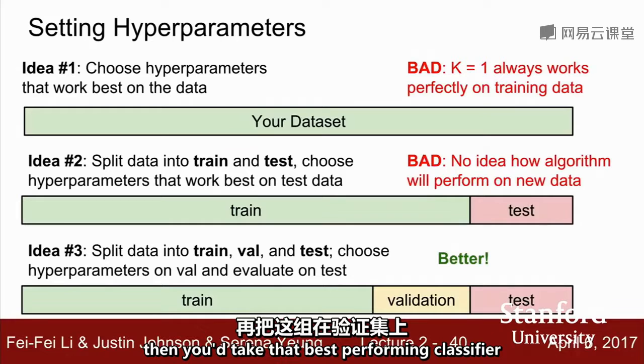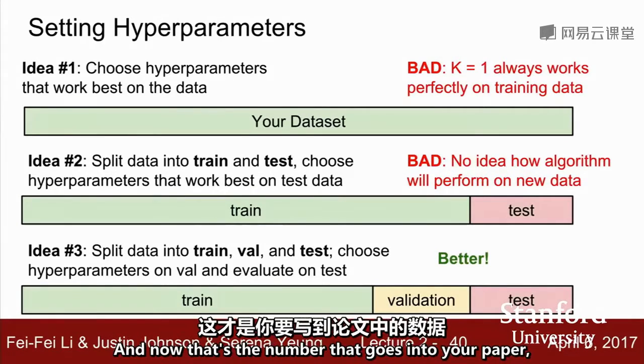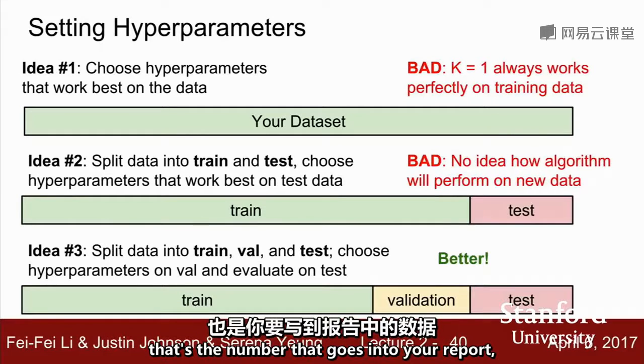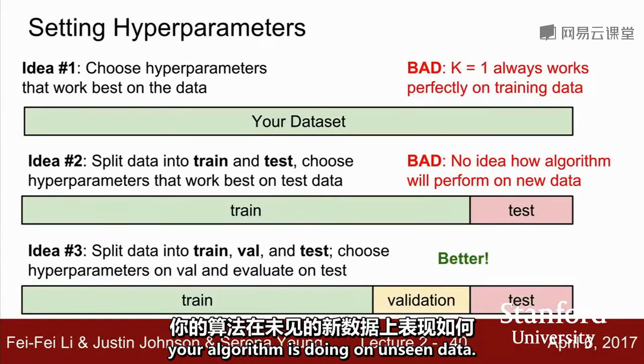you take that best performing classifier on the validation set and run it once on the test set. And now that's the number that goes into your paper. That's the number that goes into your report. That's the number that actually is telling you how your algorithm is doing on unseen data.